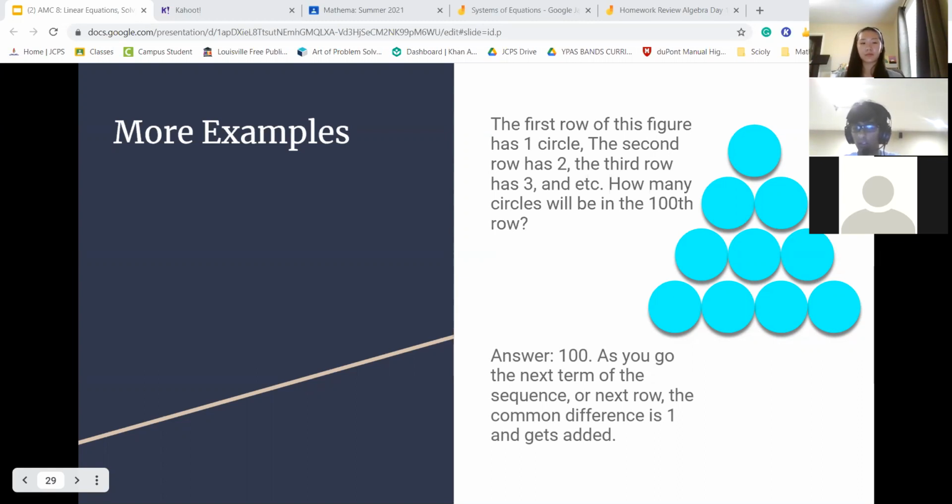As you go to the next row, the first row has 1 circle in it, the second row has 2 circles in it, the third row has 3 circles in it, the fourth row has 4 circles in it. So what do you think the 100th row is going to have? It's going to have 100 circles, because every time you're adding 1 circle to the row.